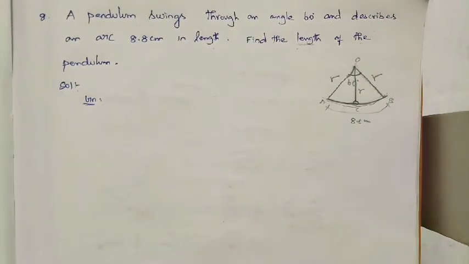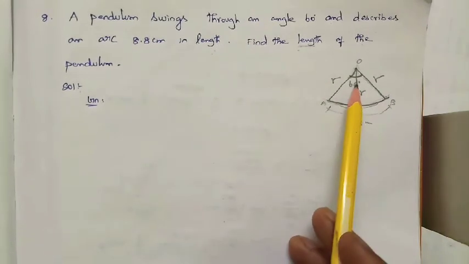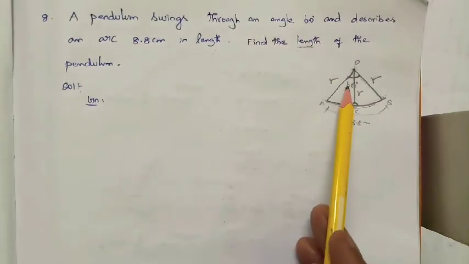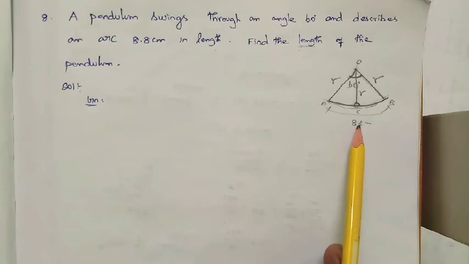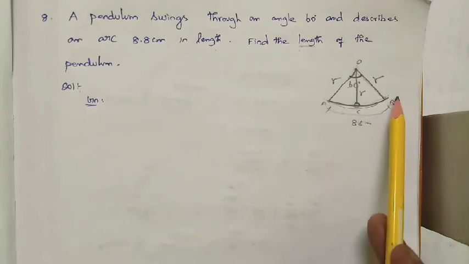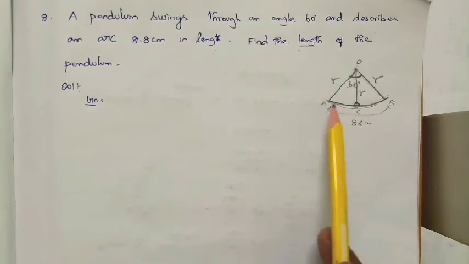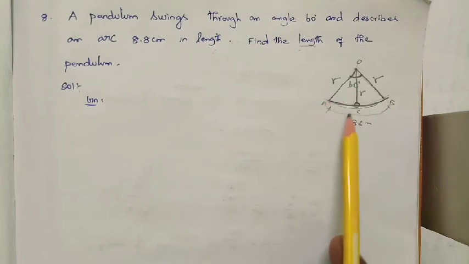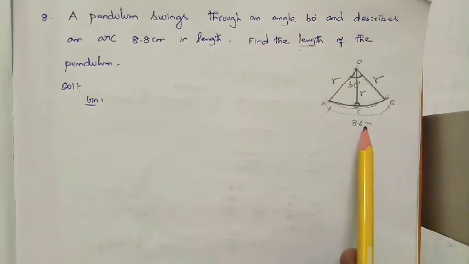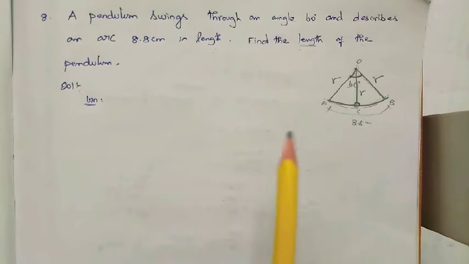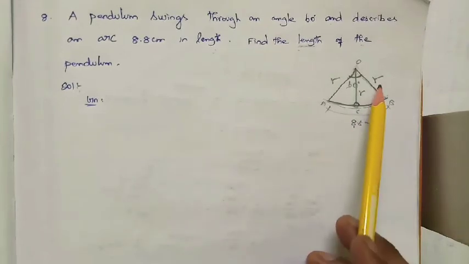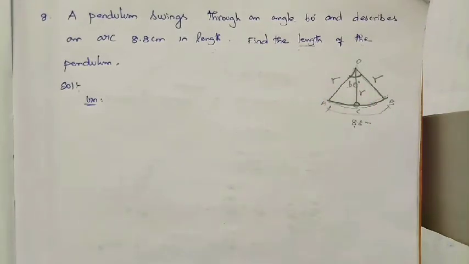How are we going to find it? Now we know that theta is equal to 60 degrees, and one more thing, 8.8 centimeters, which is nothing but the length of the arc. The length of an arc is nothing but L, right? By equating the L formula with this value, we will get the radius.